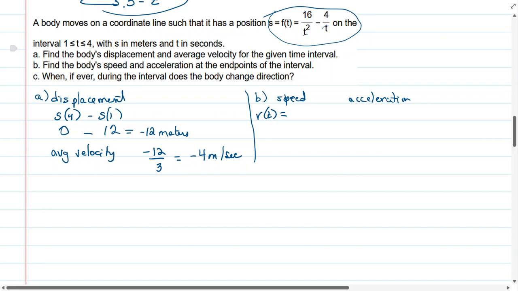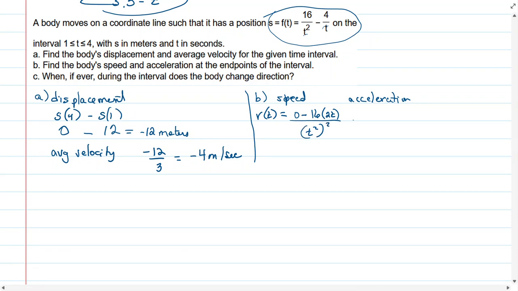So this is 0. And so we have the 0 minus, and now we have the 16 times the 2t all over the t squared squared. Minus. Now we're going to do the 4. Well, the derivative of the 4 is 0, so I'm going to put a 0 there. Is everybody okay? All right. And then I'm going to be minus, and now I'm going to have the 4 times the 1 over t squared. Let's clean it up.